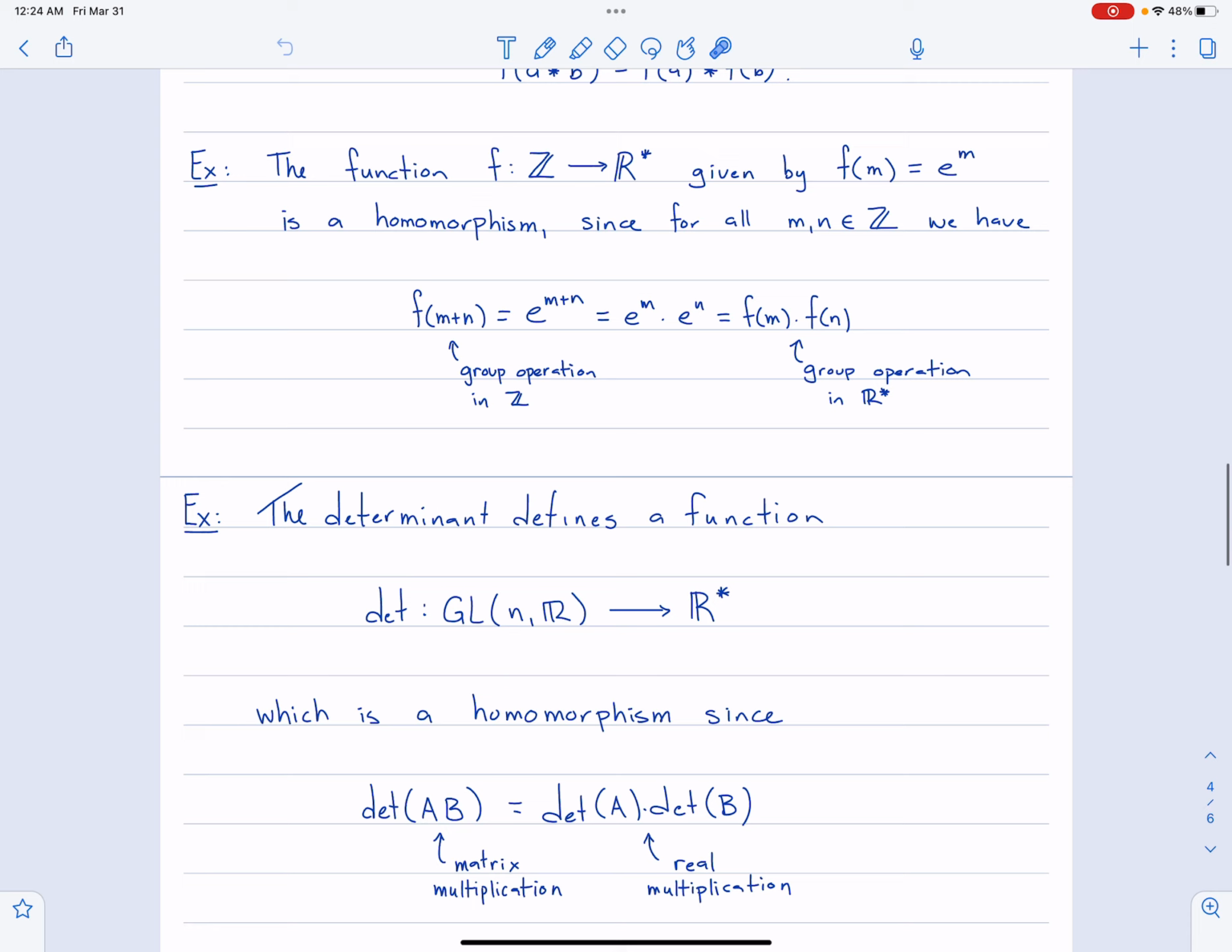Likewise, the determinant also defines a group homomorphism from the invertible n by n matrices to the set of non-zero real numbers, where you take an n by n invertible matrix, you compute its determinant, and that gives you a real number. It's a homomorphism because the determinant of a times b, where here we're doing matrix multiplication in the group of matrices, is equal to the determinant of a times the determinant of b, where here we're just doing multiplication of real numbers. So again, the group operation inside is different than the group operation on the outside, but once again, the function respects it.